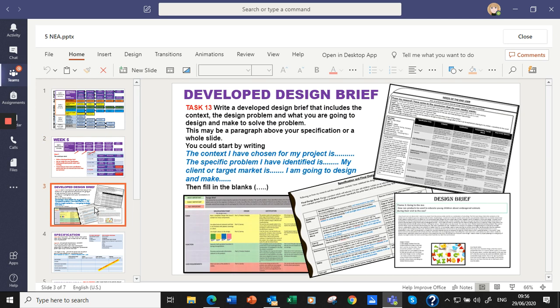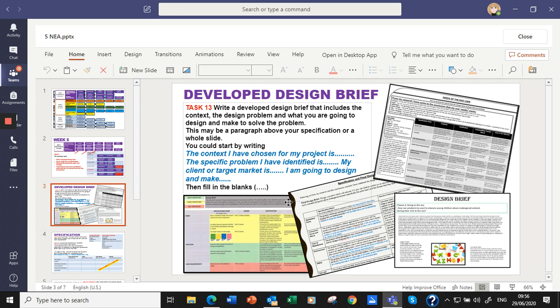So the design brief, task 13. What I need you to do is to write out a statement that first of all says the context I have chosen for my project is, and then put in what your context is, and then the problem that I've identified is, and then explain what that is, and then who your client or your target market is, and then I am going to design and make, and then explain what you're going to design and make.